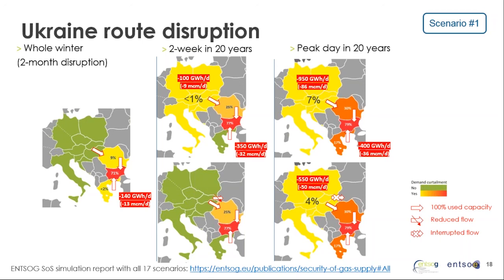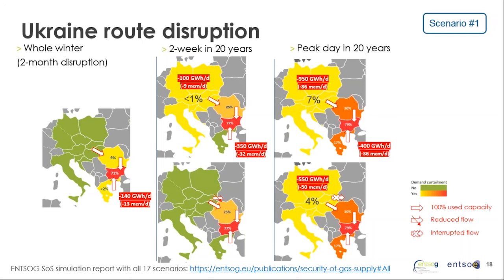The map in the middle of the slide shows the situation for a 2-week exceptionally high demand event like a cold spell simulated in February and during the disruption. In this case, the situation remains similar for Bulgaria, but Romania is exposed to more demand curtailment, around 25%.